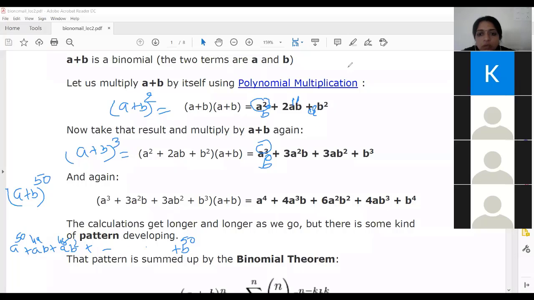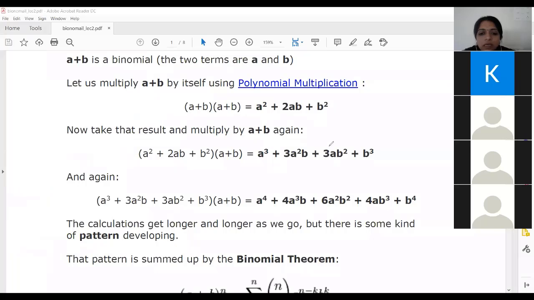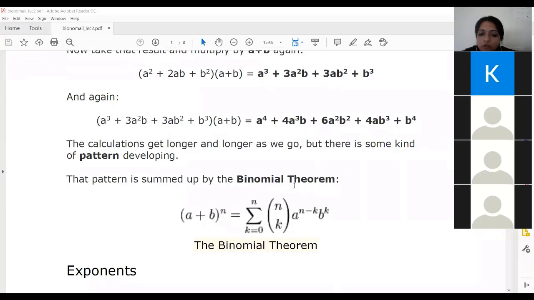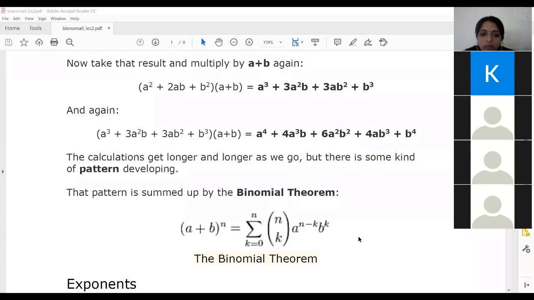So let's start for that. See, that pattern is summed up by the binomial theorem, that is a plus b whole raised to n is equal to the summation, because there are so many terms. So this is the summation k from 0 to n, nCk a raised to n minus k, b raised to k. Okay, let us check the formula.